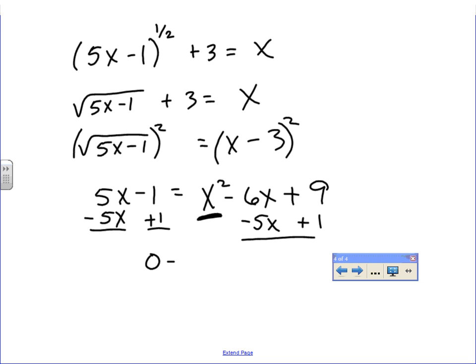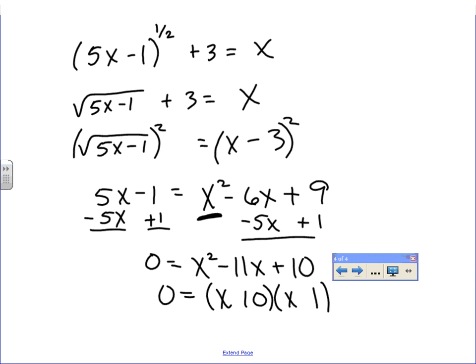So x squared minus 11x plus 10. And if you notice, that factors. Factors of 10 that add to give me 11. All right, 10 and 1. They're going to be the same, they're both going to be negative. So it gives me 10 and 1. All right, now let's check to see if they're extraneous.